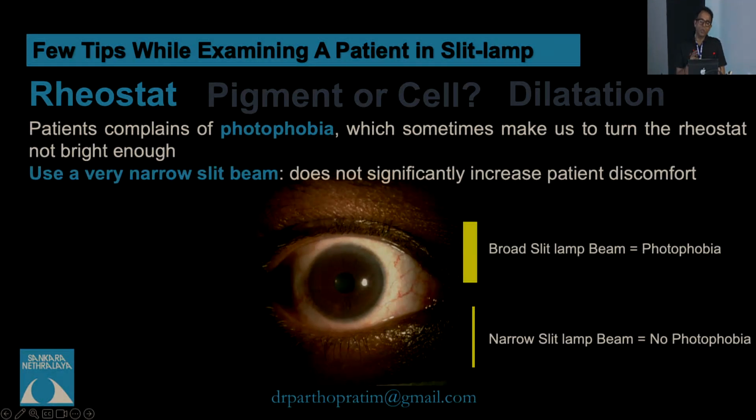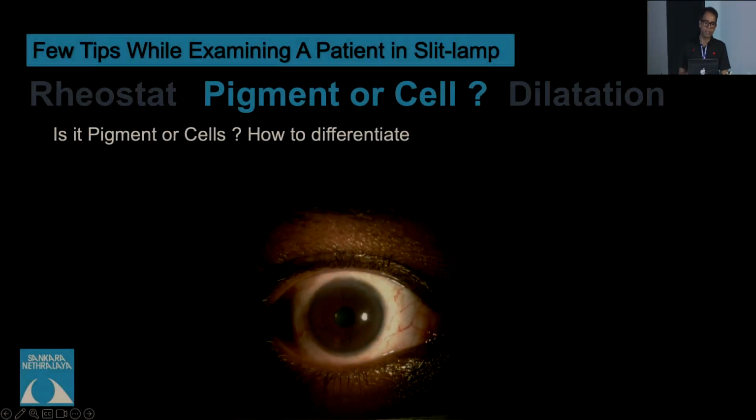So what you should do here, instead of using a broad slit lamp beam which will cause the patient photophobia, you should reduce the width of the beam and use a narrow slit beam with full intensity of light. Remember, you should not reduce the intensity of the light, rather the width of the beam. That's how you can avoid the photophobia, examine the patient, and avoid missing the 1+ cells.